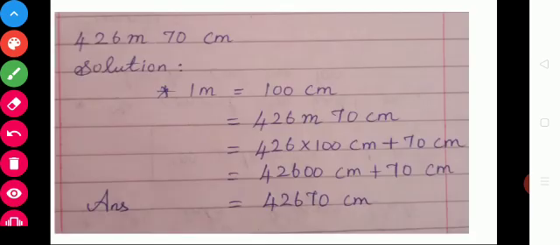And then next one more example. 426 meter and then 70 centimeter. This alone you want to convert. So why? Meter is a bigger unit. You want to convert into smaller unit. So what do you want to do? This number you want to multiply with 100. 426 into 100 centimeter. And then as such you want to write plus 70 centimeter here. So 426 into 100. What is the shortcut method I told?